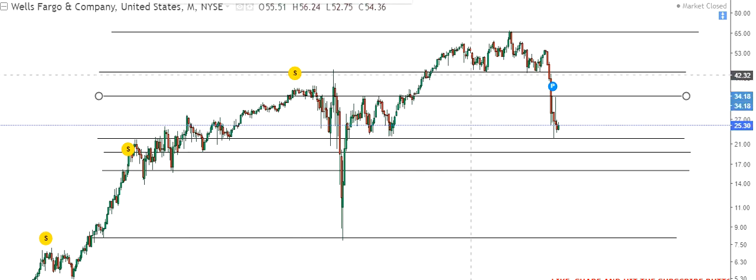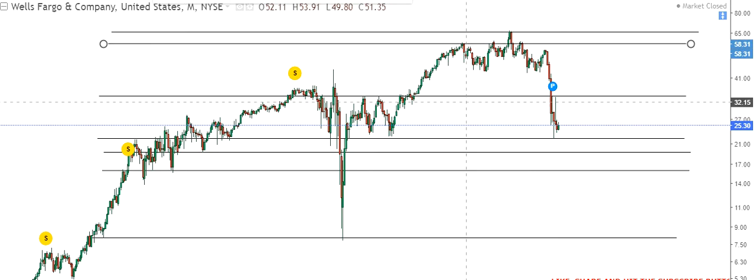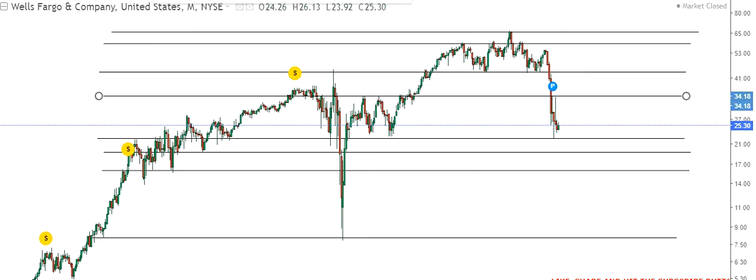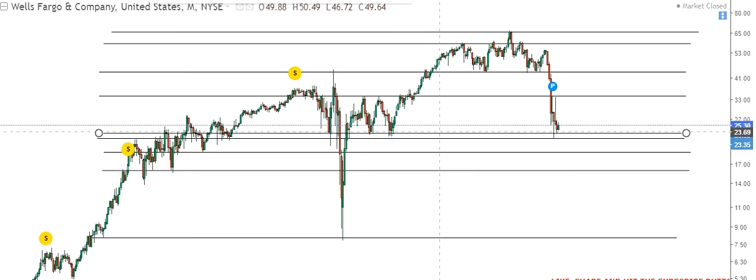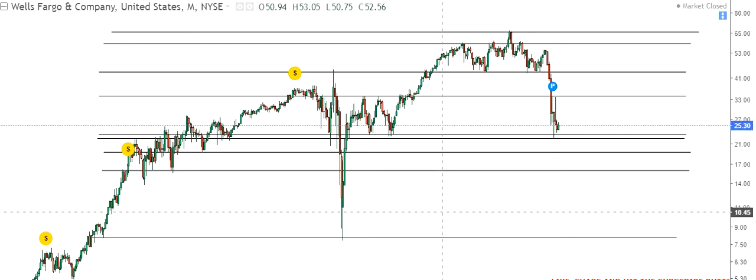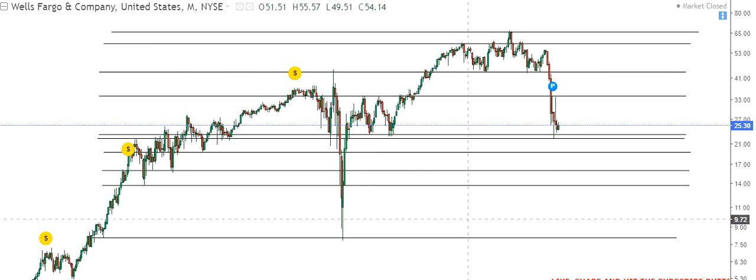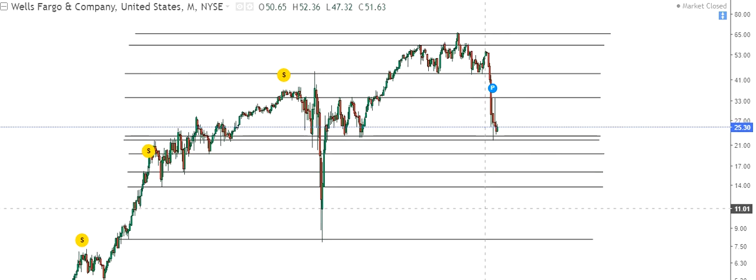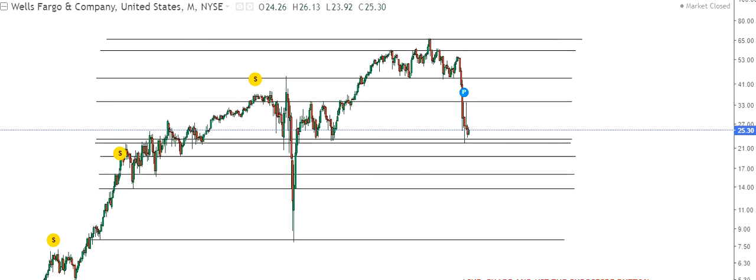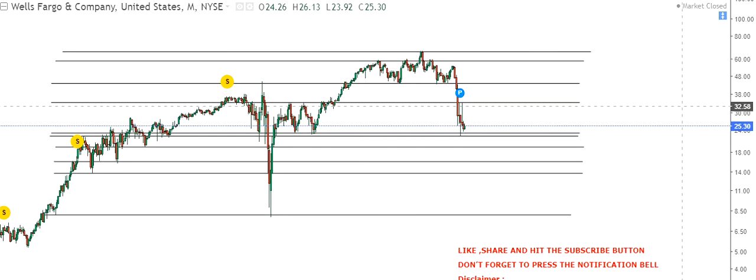There are lots of supports and lots of resistances available in this particular stock, and you can use this support and resistance for short term, intermediate term and long term trend. So this is your trend. Now let me explain the important support and resistance levels.